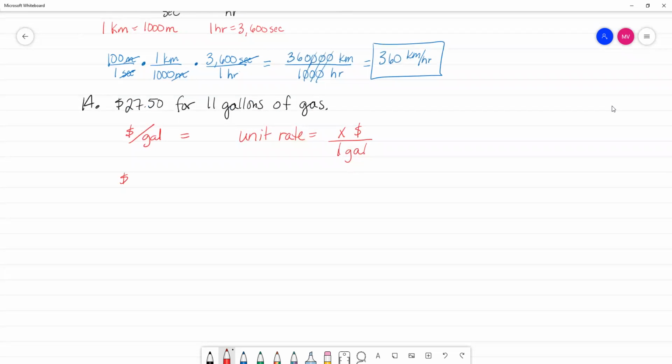So we have $27.50 for 11 gallons. And so all we do is we divide 11 into 27.5. So I think everybody's got a good concept of the math. 27.5 divided by 11 means it is $2.50 per gallon of gas.